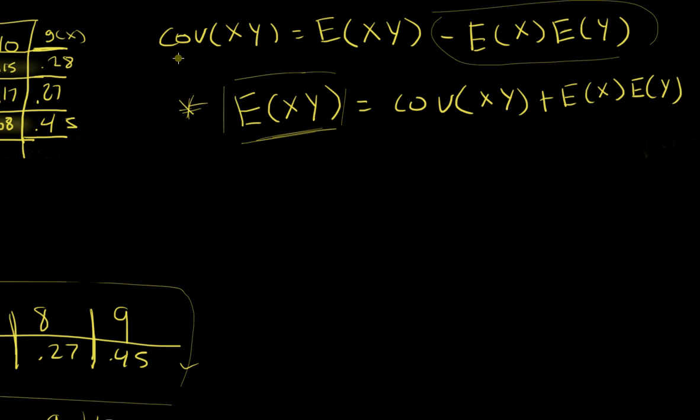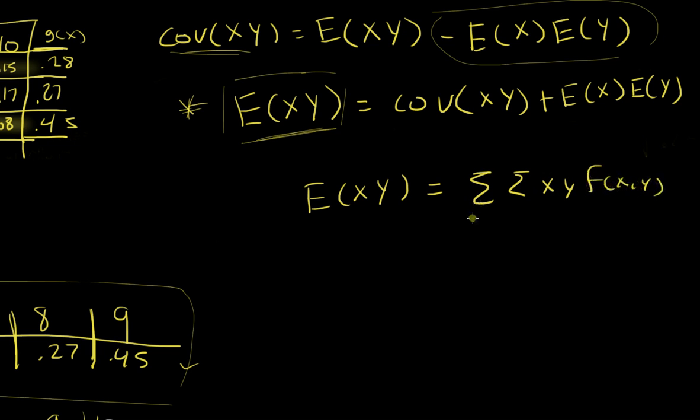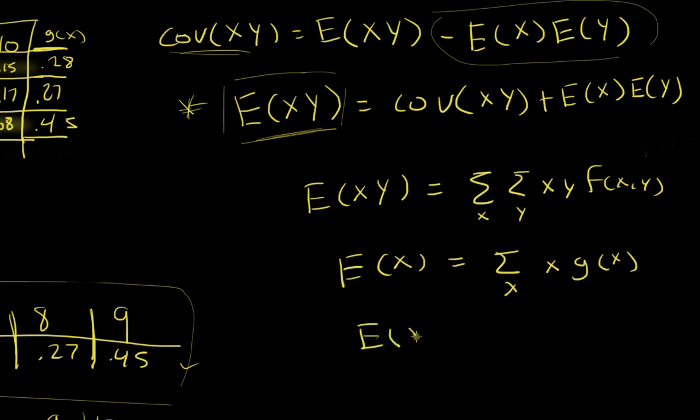So we should know how to calculate covariance as well. If we have to calculate covariance, then we will need to calculate all of these different little pieces. So xy times f of xy, sum it over both x and y. The expected value of x, sum over x times the marginal of x, and the expected value of y, sum over y times the marginal of y. Okay, so you need to find all these pieces and then put them together like this.